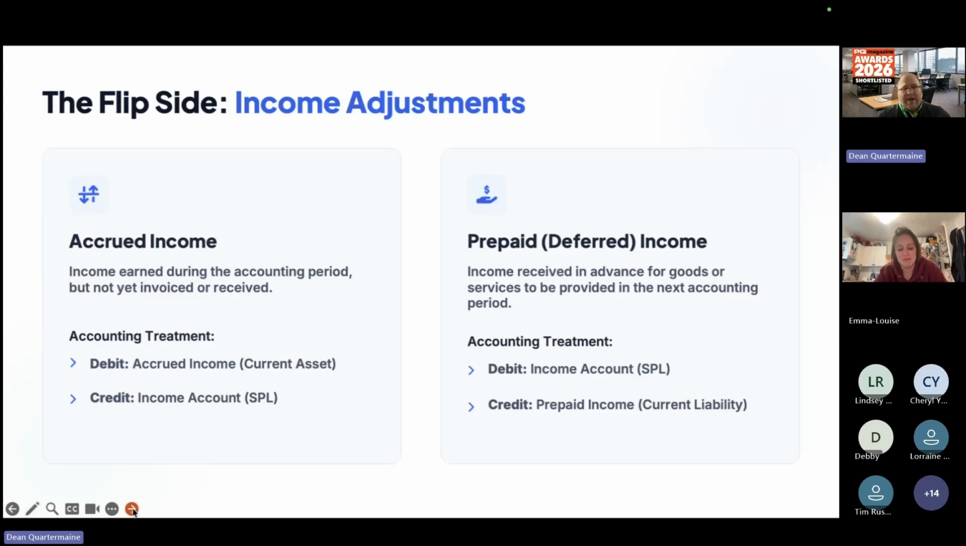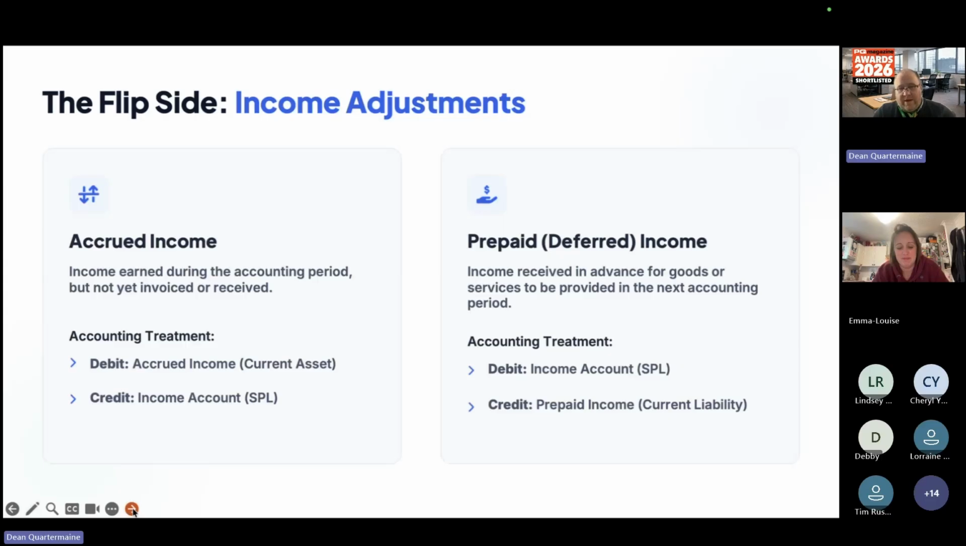So the accounting treatment to do that, debit accrued income, which is a current asset, because you're going to receive the income at some point in the future. A bit like receivables, where you're going to receive it at some point in the future. And then you're going to credit the income account, because what you're saying is, I've earned that income in that period of time, in that year. So I'm going to credit the income account just like you would if you received the money today.